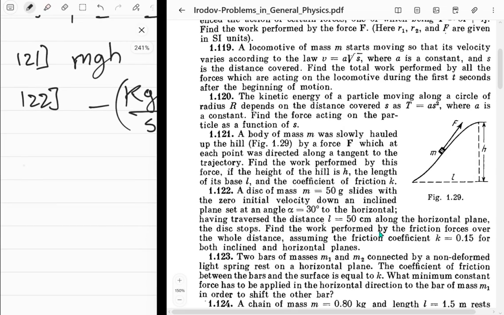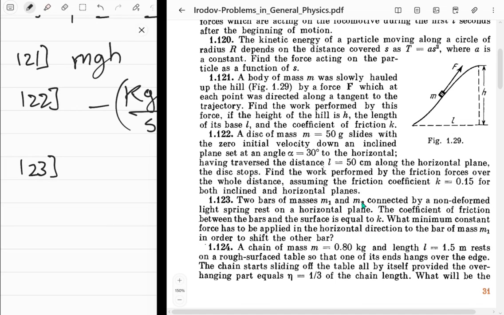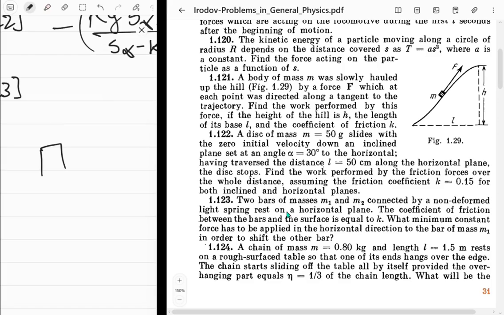Okay, next, 123. Two bars M1 and M2 connected by a non-deformed light spring rest on a horizontal plane. Have I seen this before? I think I have seen similar questions once. Coefficient of friction between the bars and the surface is equal to k. What minimum constant force has to be applied in the horizontal direction to the bar of mass M1 in order to shift the other bar?